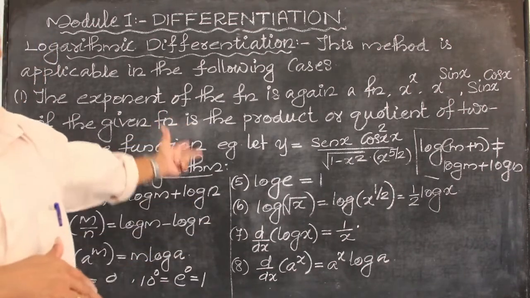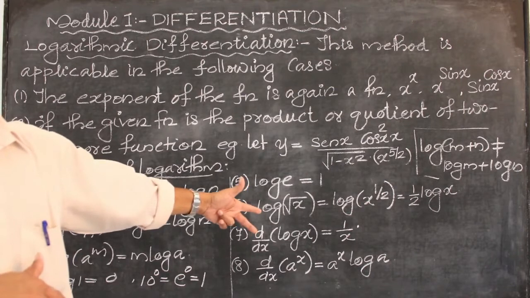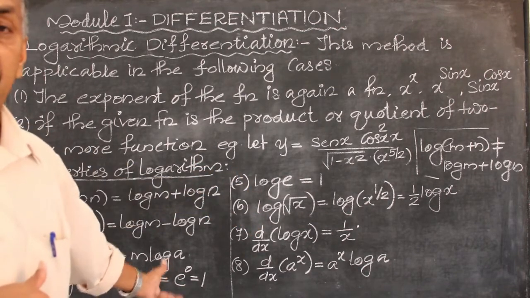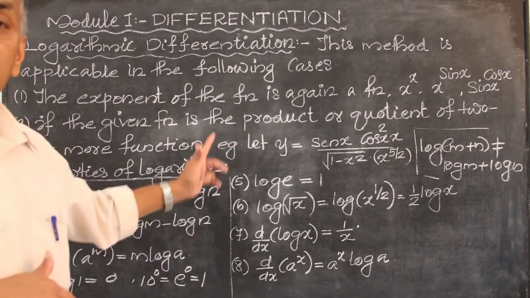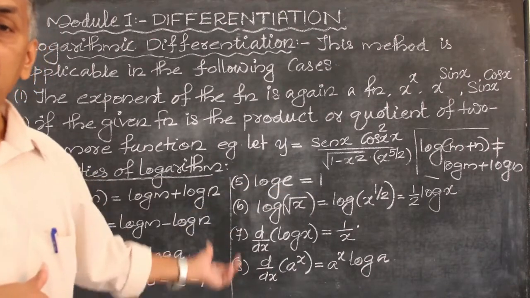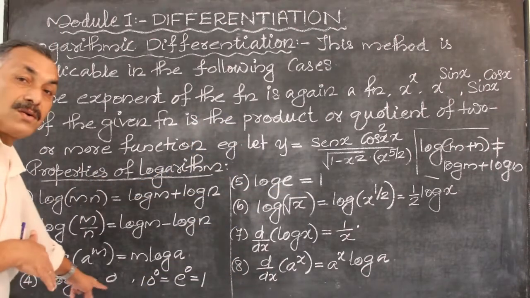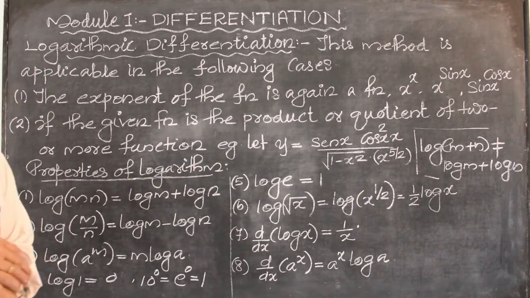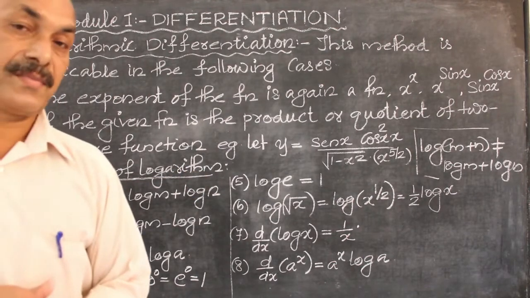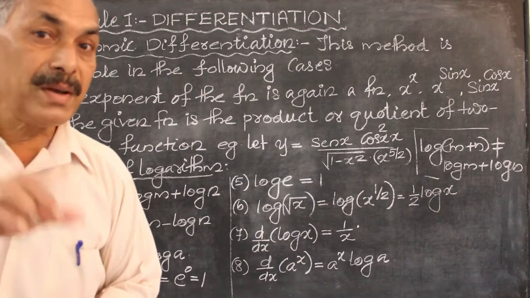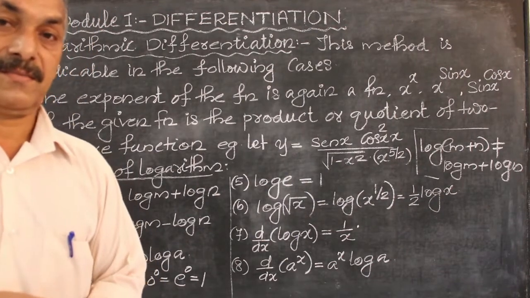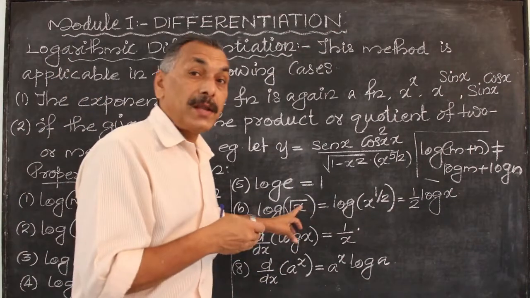The properties of the logarithm: log mn is log m plus log n, log m divided by n is log m minus log n, log a raised to m is m into log a, log 1 is equal to 0, log e is equal to 1, and the log of the nth root of x is equal to 1 by n into log x.